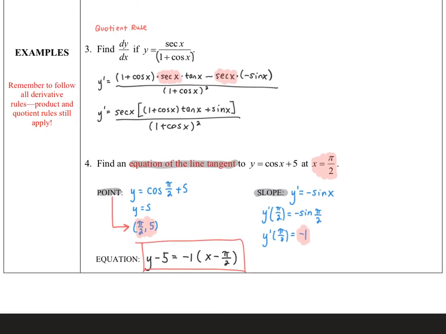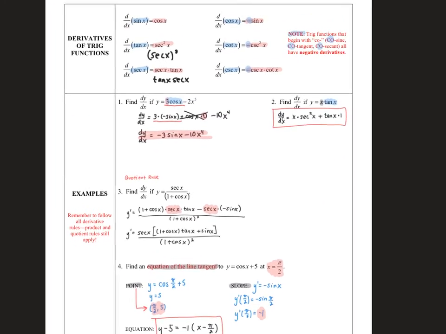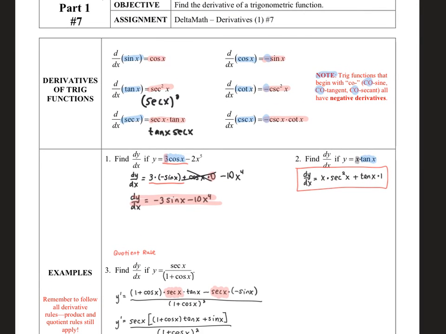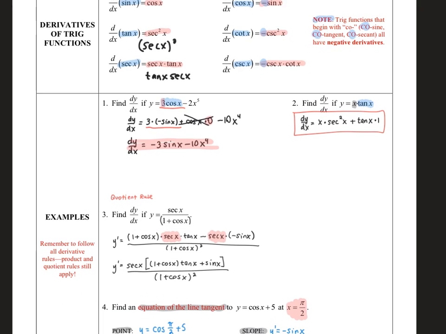So just to recap what we have done, you need to know all 6 of these trig derivatives and have them memorized, and know how to use them in just finding derivatives, know how to use them in conjunction with other rules like our product rule and our quotient rule, and also know how to use them in writing an equation of a tangent line as well.